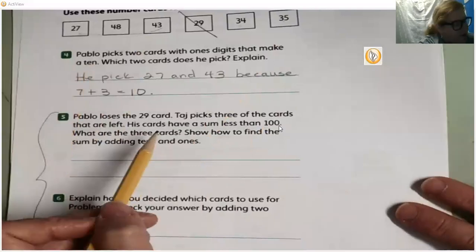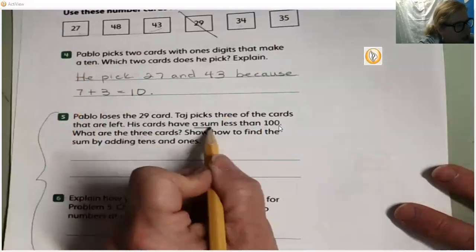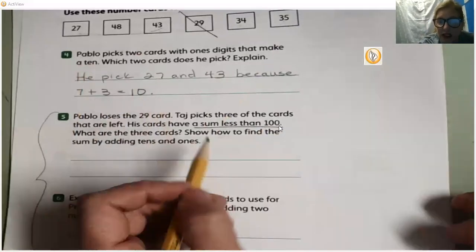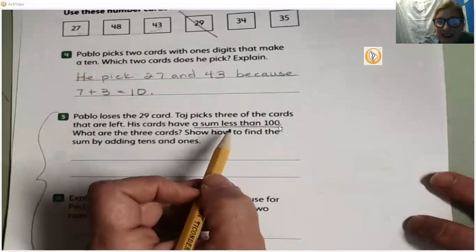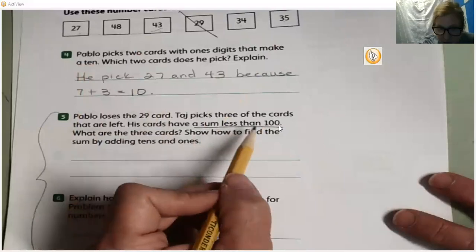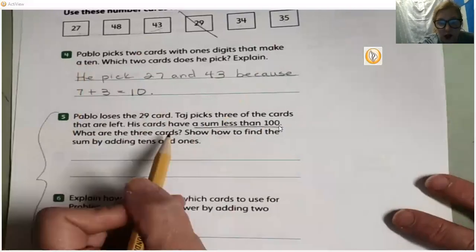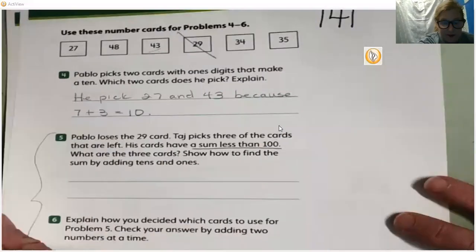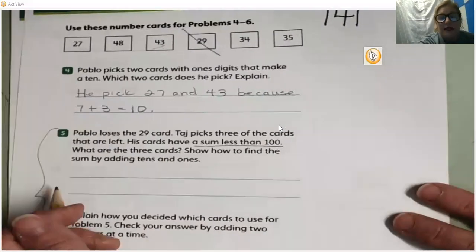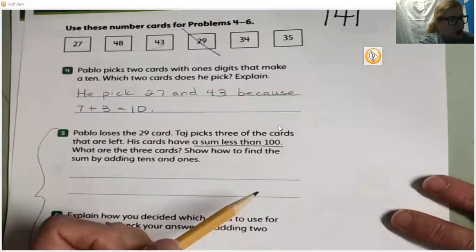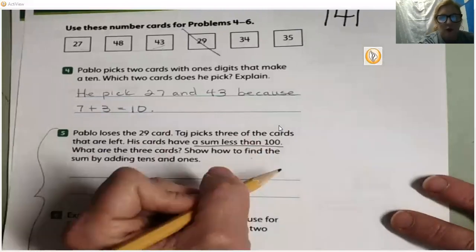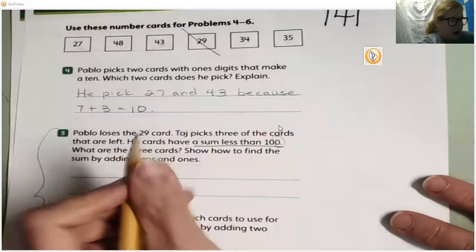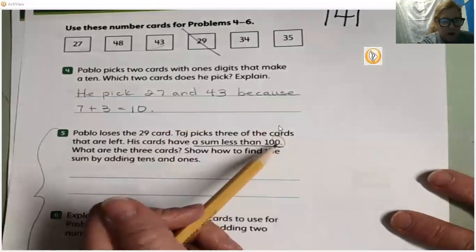His cards have a sum less than 100. So the total of his 3 cards is equal to less than 100. What are the 3 cards? Show how to find the sum by adding 10s and 1s. Okay, has to be less than 100. Look at 100. What is in the ones place? A 0, right? Okay, so 0 there. We're going to get back to that.